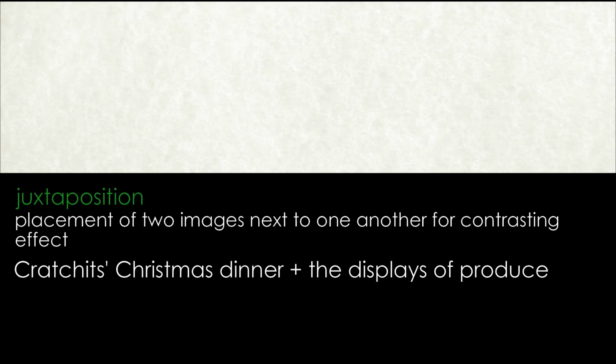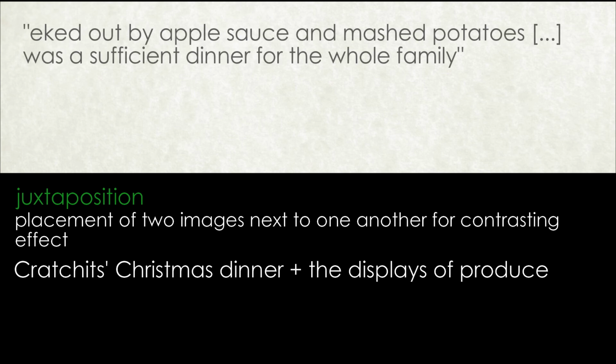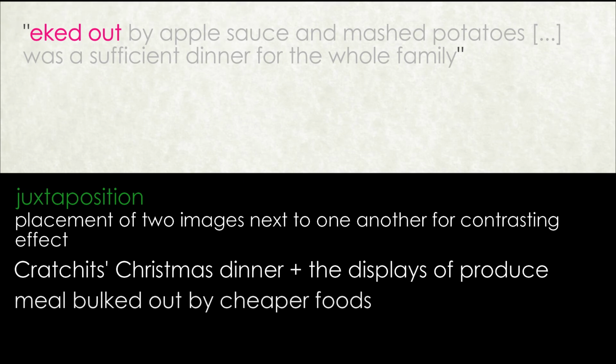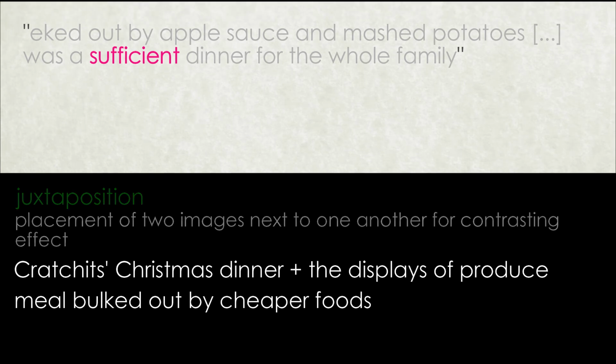Dickens juxtaposes the description of the Cratchits' Christmas dinner with the description on the journey there of the plentiful displays of produce in the shops. For the Cratchits, the goose eked out by apple sauce and mashed potatoes was a sufficient dinner for the whole family. The adjective "eked out" suggests that the meat was not plentiful, and that cheaper foods were needed to make the meal more substantial. Indeed, even then, for the biggest celebratory meal of the year that they have scrimped and saved to afford, it is still only deemed sufficient. It is left to the reader to wonder what type and amount of food the family were able to afford on a daily basis.